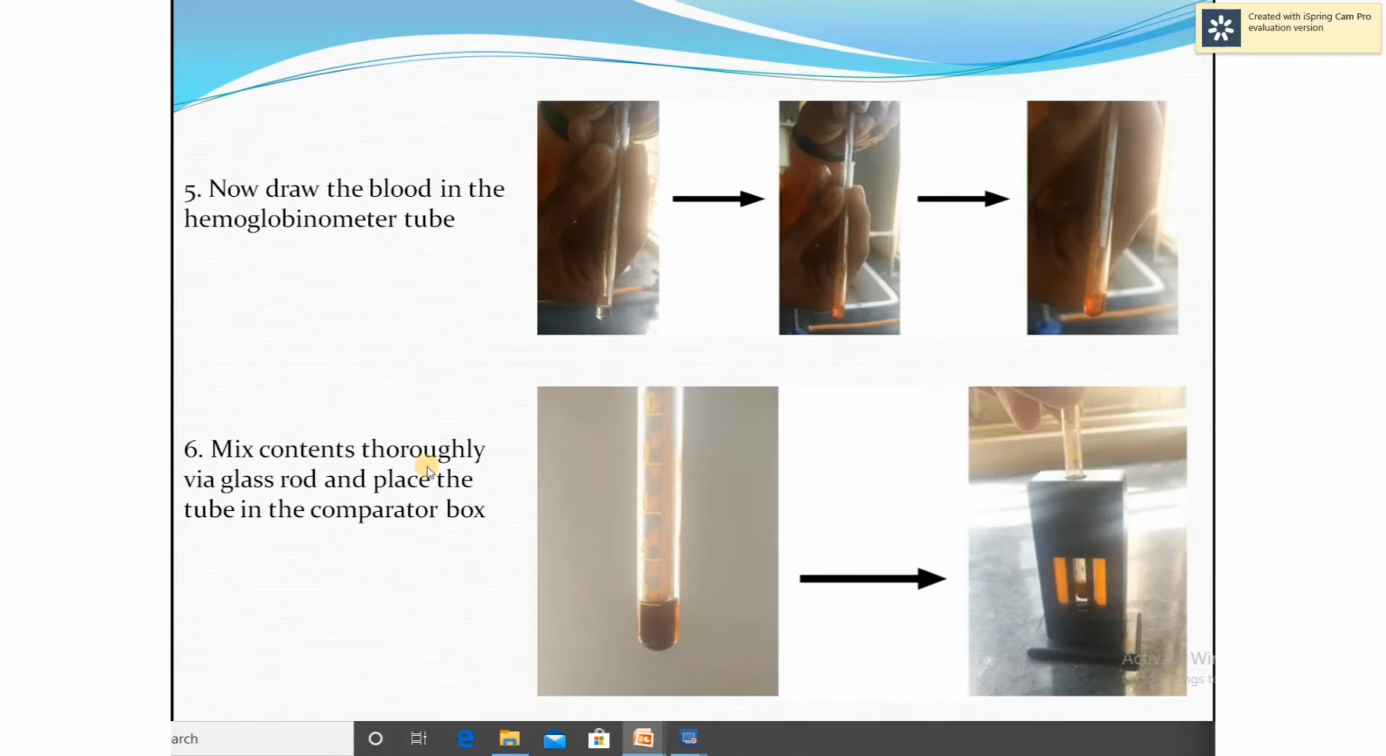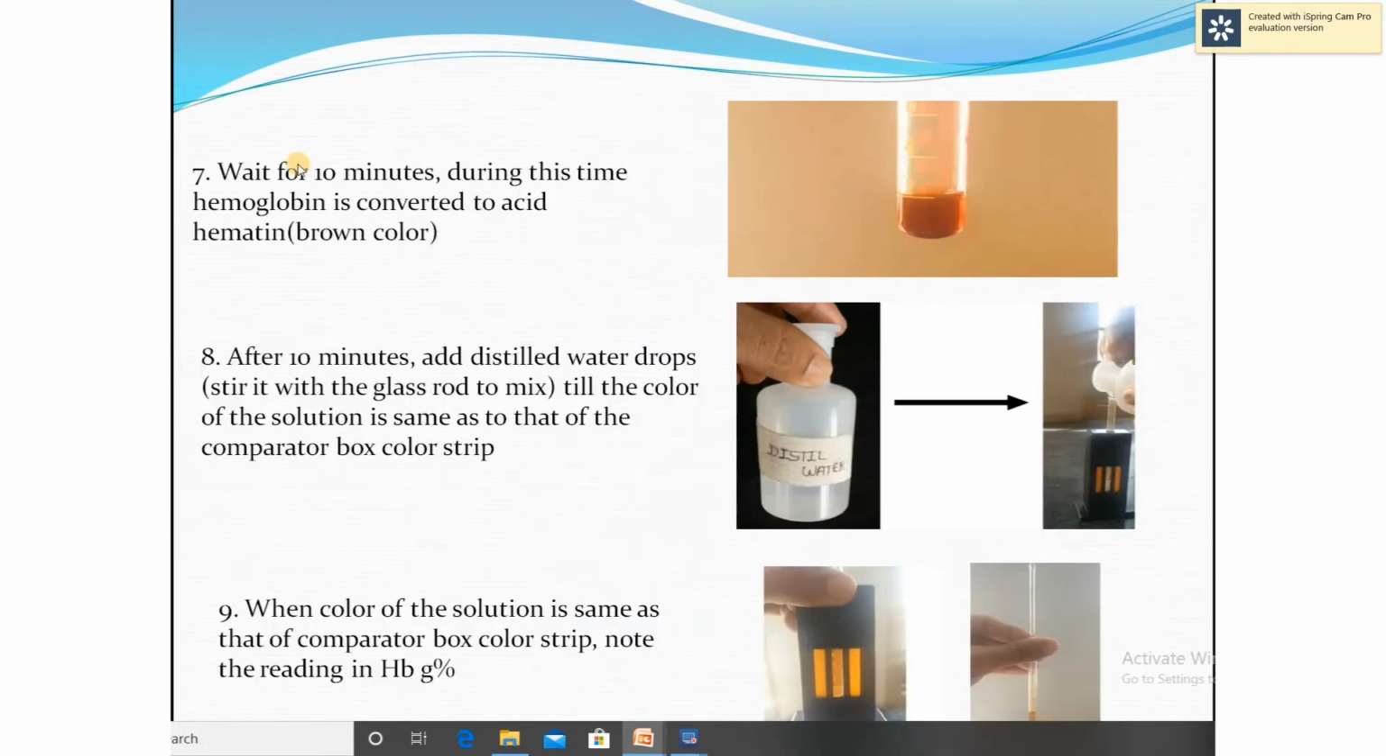Next, mix the contents thoroughly with the glass rod and place the tube in the comparator box. Mix this blood and the N/10 HCl with the help of a glass rod and put it back in the comparator box. Next, wait for 10 minutes. During this time, hemoglobin is converted to acid hematin. You'll have to give a bit of time for the N/10 HCl and the blood to get mixed and form hematin.